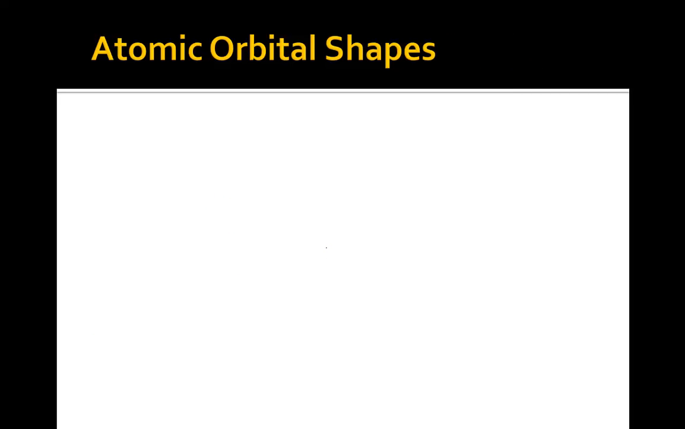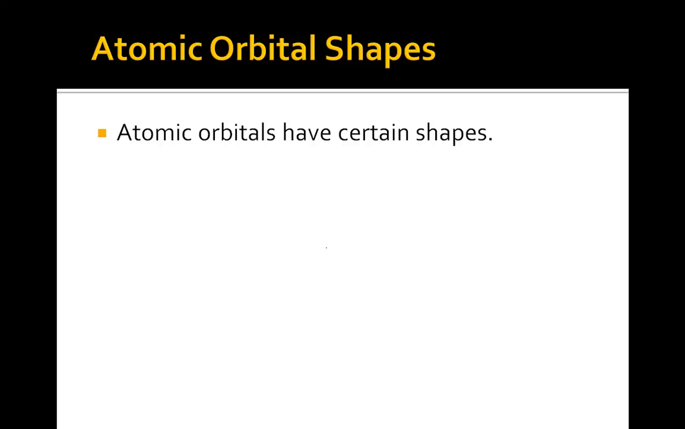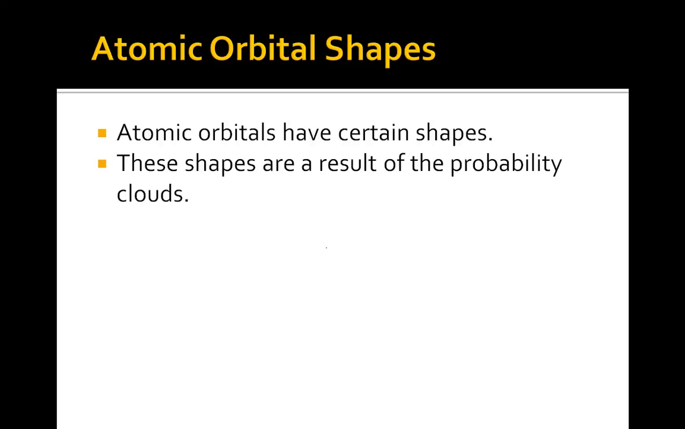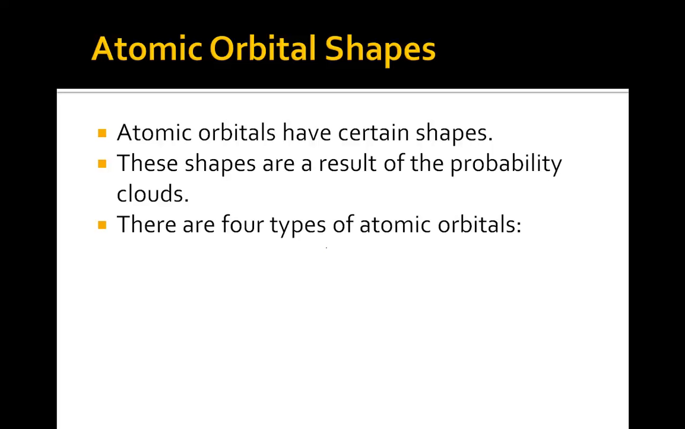Okay, so this is the one I want to get into a little more detail. Atomic orbital shapes. Atomic orbitals have certain shapes, and these shapes are a result of the probability clouds, or in other words, there's a high chance of finding an electron in these areas around the nucleus, and these areas have certain shapes associated with them. So there are really 4 types of atomic orbitals and 4 different shapes that I want you to be familiar with. The first is an s orbital, the second is a p orbital, the third is a d orbital, and the fourth is an f orbital.